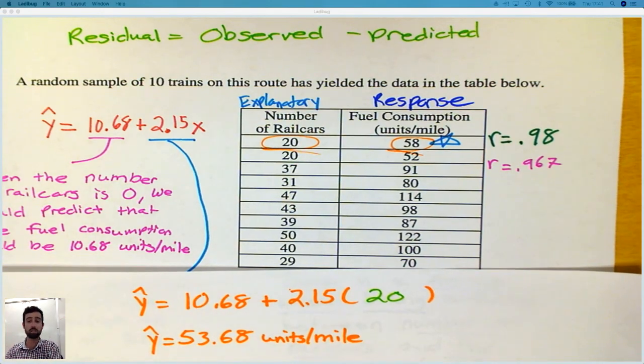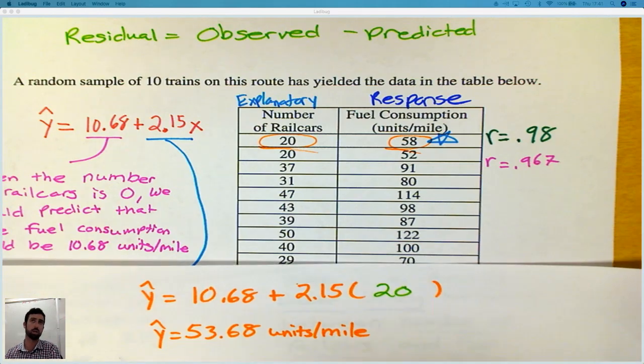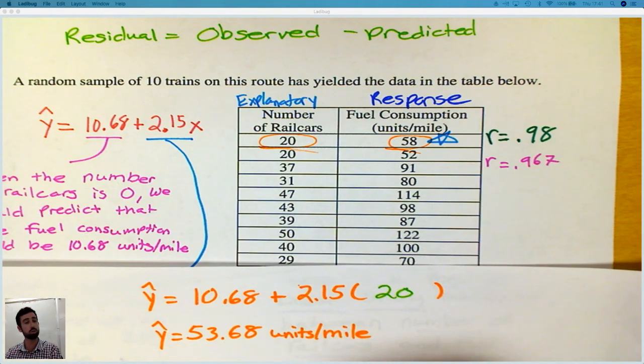Now, if you ever get a positive residual, you know that your observed was bigger than your predicted. And if you get a negative residual, that means that your observed was actually smaller than your predicted. Essentially, what that allows you to gauge is whether your line of best fit was an overestimate or an underestimate. So in this case, our line of best fit was an underestimate, because what actually happened was 58, but what we estimated was 53.68.